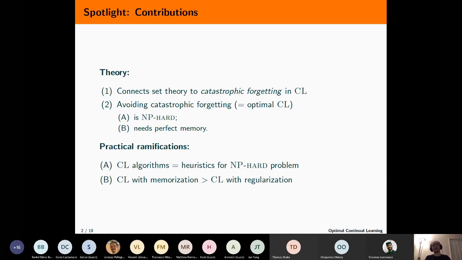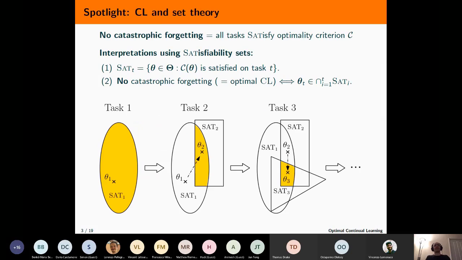And the second part is the memorization aspect of our findings, so the fact that optimal continual learning hinges on the need for perfect memory. It should tell you that memorization strategies should be expected in general to work better than regularization strategies, because they sort of mimic the perfect memory that you would need to design a flawless continual learning algorithm. And the device by which we will make all these conclusions is set theory.